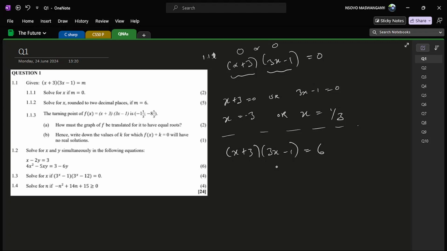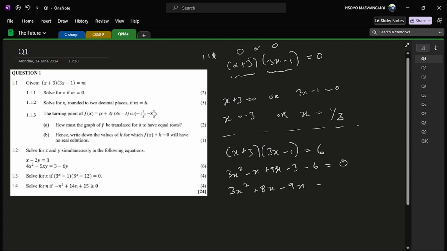So in other words, we have to multiply x by both terms, and 3 by both terms as well. So we are going to have 3x² - x + 9x - 3. We take this 6 to the left hand side and it's going to be -6, being equal to 0. Because it's a 5 mark question and they give you a clue to round off to 2 decimal places, we're first going to say 3x² + 8x - 9 = 0.